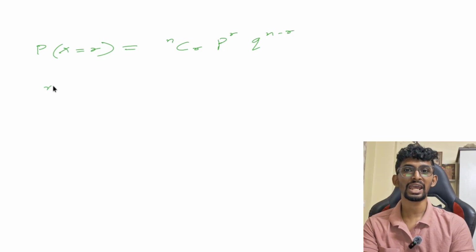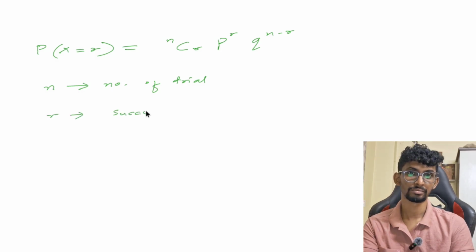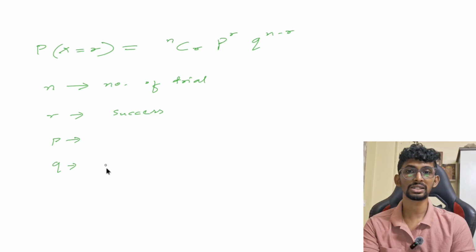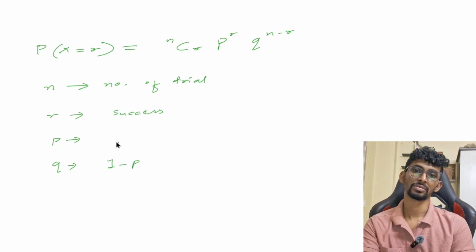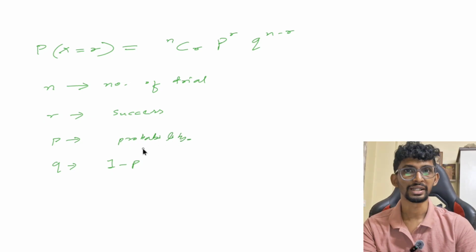So here n is the number of trials, which is fixed. In this case, it's 10. r is the number of successes we want. And p is the probability, that is, in this case, the probability of getting head. And q is the probability of non-occurrence of that event, that is 1 minus p, you can say. Clear? So with this concept, let us do that sum.